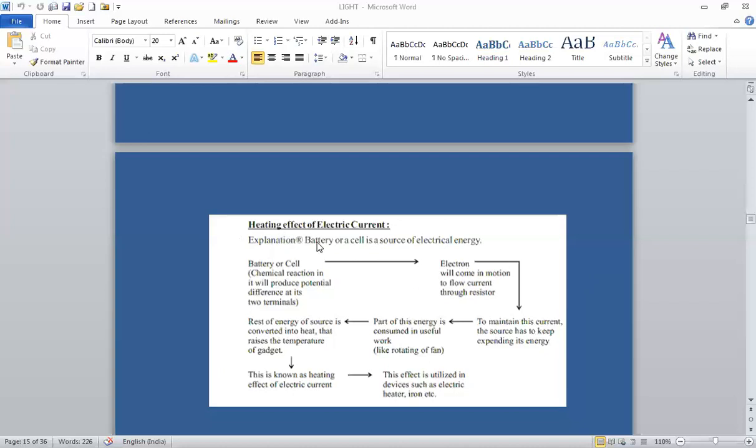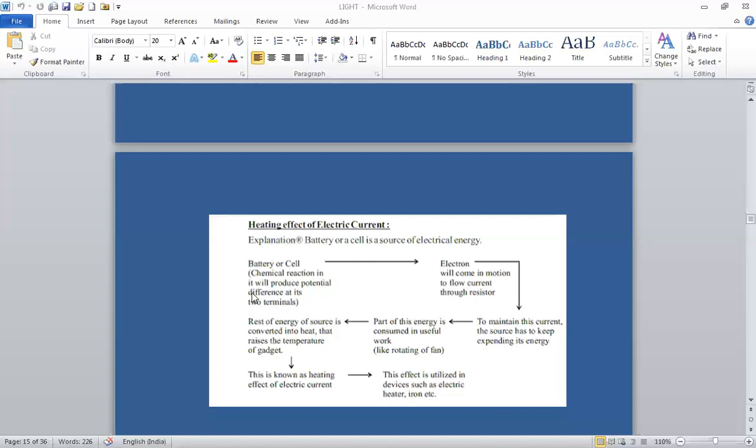See, a battery or a cell is the source of electrical energy. Chemical reactions in it will produce a potential difference between the two terminals. We use batteries and cells in watches, wall clocks, mobile phones, torches, and many other devices.